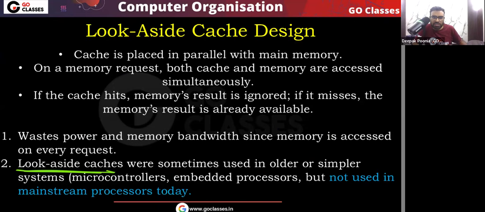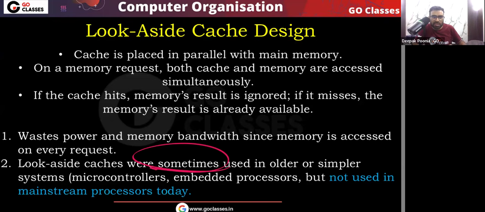Also, let me tell you, this look aside cache design was sometimes used in the older days. Not in the modern days. I can say in the modern processors, this look aside cache design is not used, because we have a memory hierarchy. We put the cache memory between CPU and main memory. We don't put the cache memory in parallel with main memory. Yes or no? So in the modern processors, we don't use this look aside cache design.